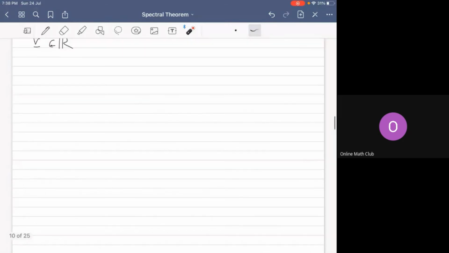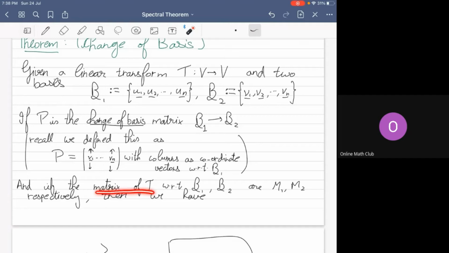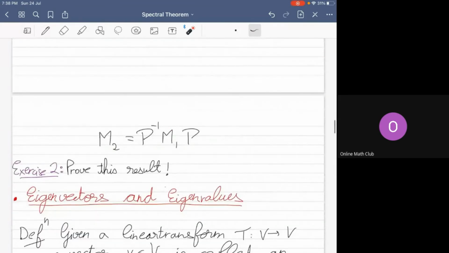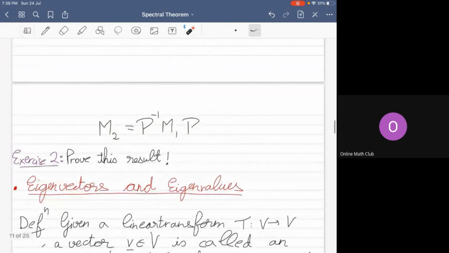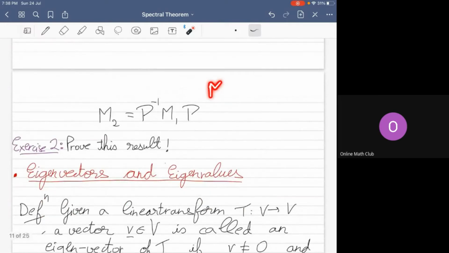If the matrices of T with respect to these two bases are M1 and M2, then we have M2 is P inverse M1 P, where P is the change of basis matrix. And this is easy to prove using the above results, and is left as an exercise. So this motivates the following: we say two matrices are similar.